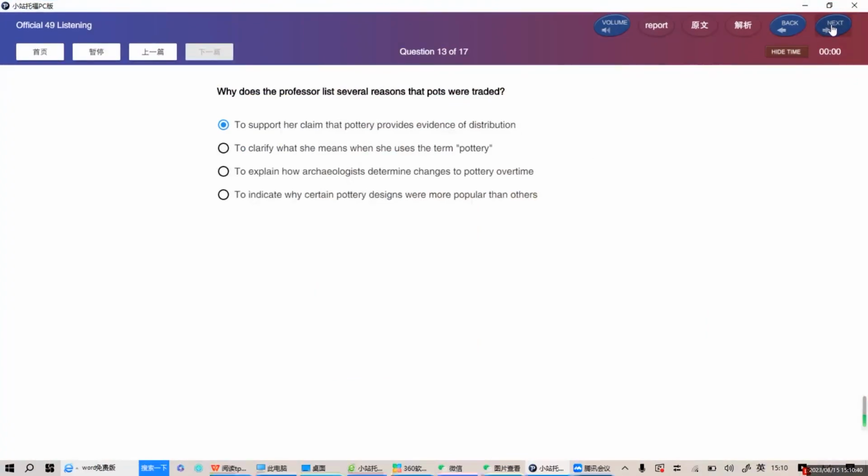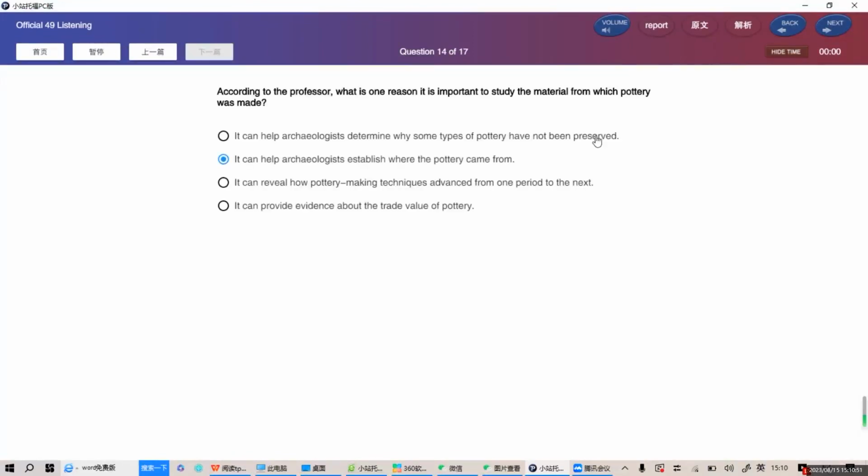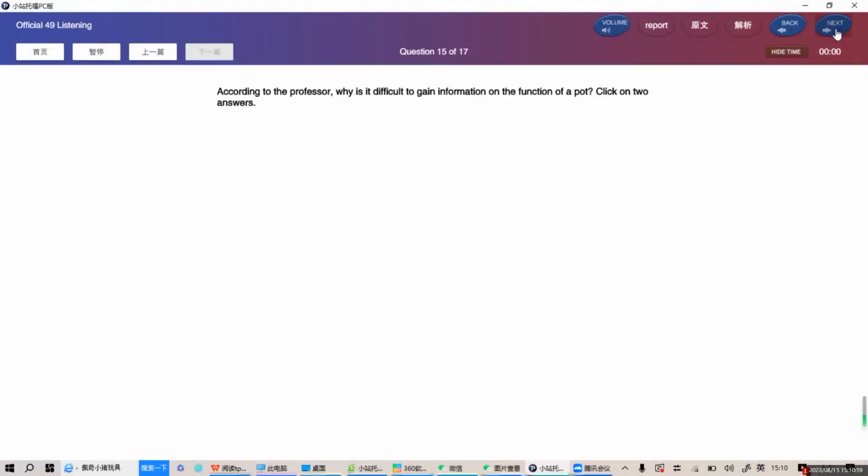Now let's move to question 3. According to the professor, what is one reason it is important to study the material from which pottery was made? And question 4. According to the professor, why is it difficult to gain information on the function of a pot?